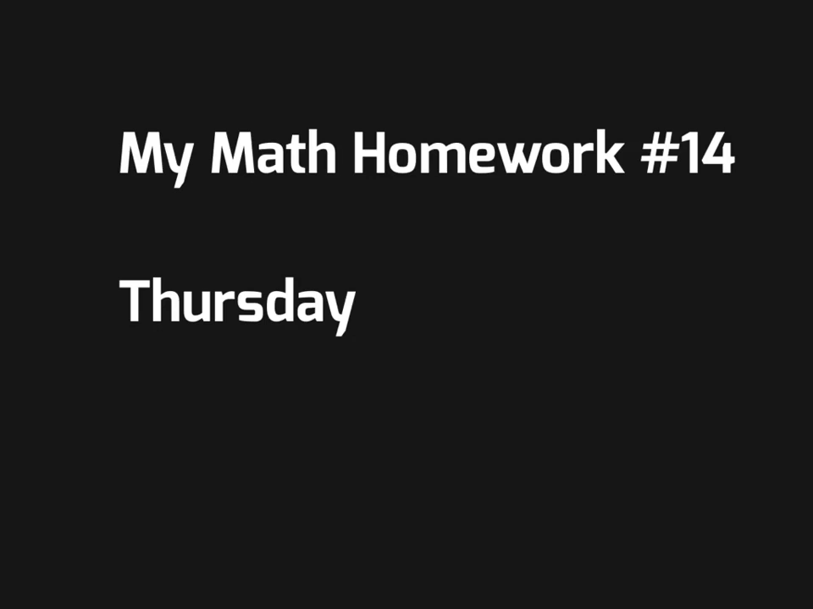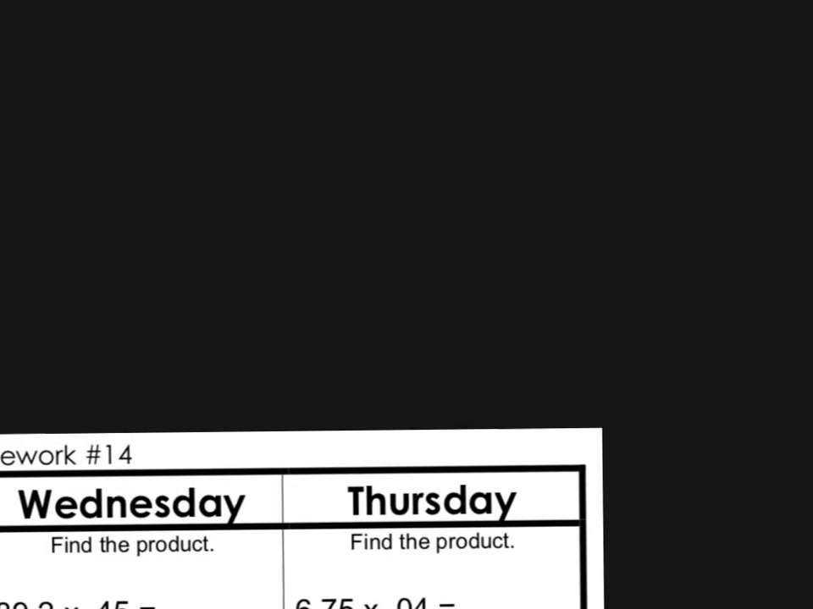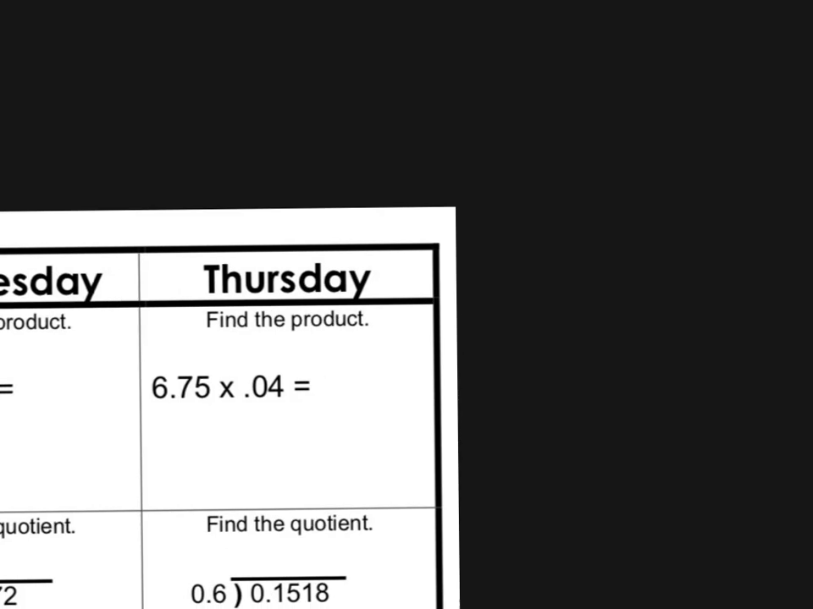This is my math homework number 14, Thursday. For the first one, it says find the product. 6.75 times 0.04. So let's imagine they're whole numbers, and let's do 675 times 4.